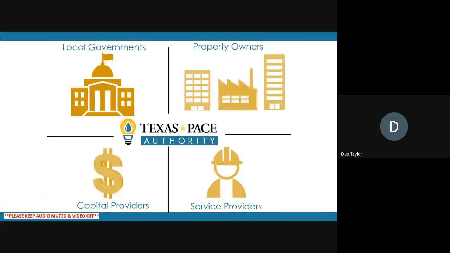So our group, the Texas PACE Authority, we sort of sit in the middle. We're the conduit, we're the implementers and supporters. The local governments themselves create the PACE programs. The property owners participate. Capital providers bring their funding. Service providers, like many of you on the webinar today, are doing the work. So we sit in the middle and help make all of this work together.